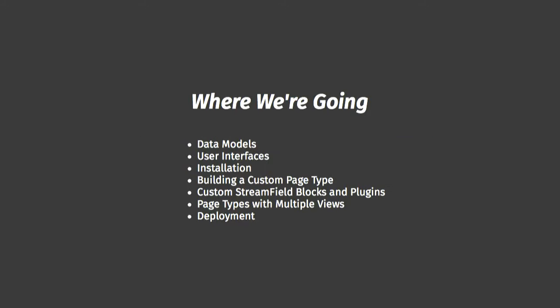We'll start by looking at the data models, which underpin their design, then pop up to the admin user interfaces and see what they like to use. We'll have a quick look at each one's getting started process. Then we'll go through the three common ways of extending your site: custom page types, custom stream field blocks and plugins, and adding multiple views to pages. Finally, if we get time, we'll have a quick look at the unique deployment options each one offers before wrapping up.